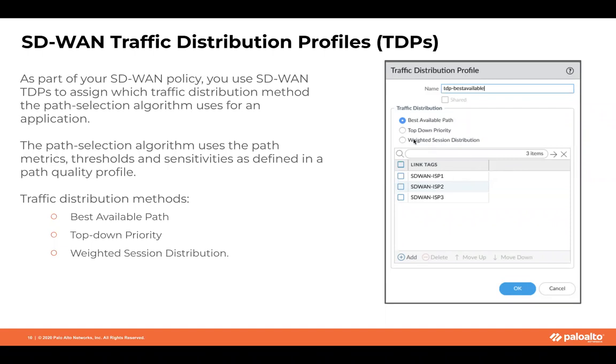And then the third traffic distribution profile we have is the weighted session distribution. What weighted session distribution sounds like is exactly what it is, right? It's weighted, where you assign a percentage across each link tag for what amount of traffic you want to load to that path. So in this case, if I was to switch this to weighted and distribute these sessions equally across these 3 paths, I could do 34, 33, and 33, right? That would load balance the sessions 34% on 1, 33% on 2, and 33% on 3.